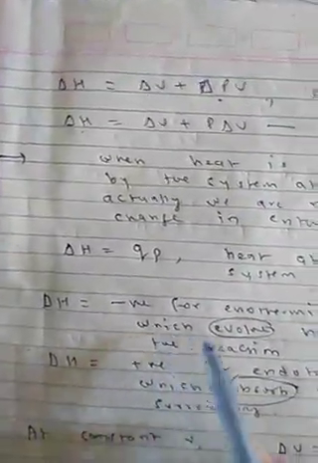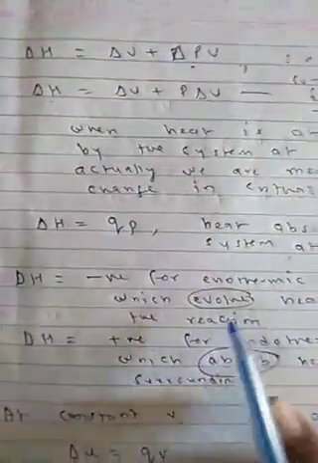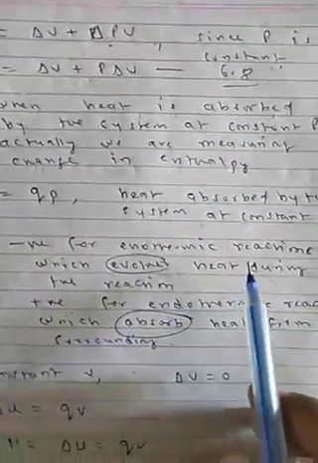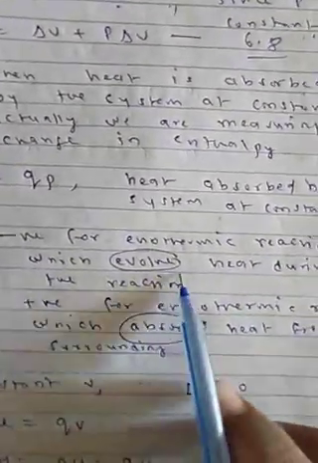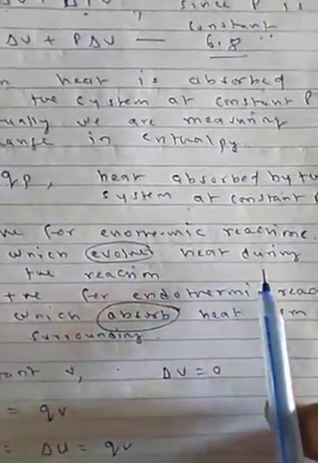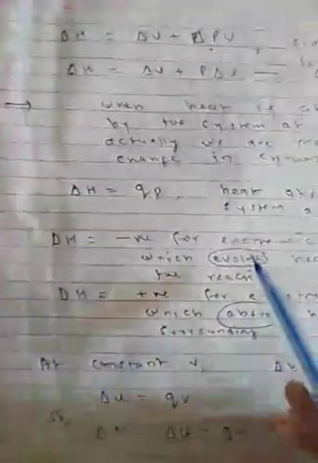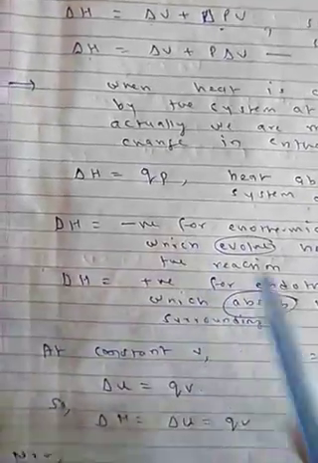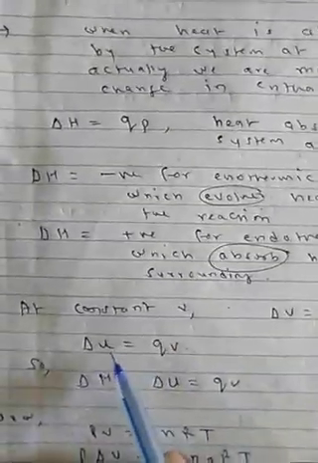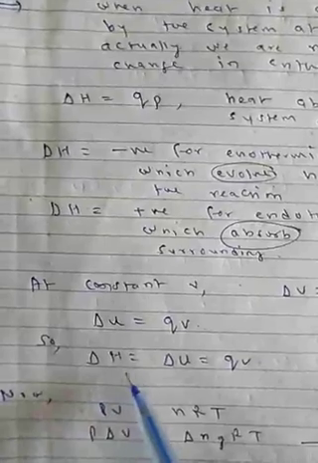Delta H is negative, as I told you earlier for Q, for exothermic reactions, which evolve heat; heat is liberated during the reaction. Delta H is positive for the endothermic reaction, which absorbs heat from the surroundings, meaning we are supplying heat. So negative and positive, like I taught you earlier. Now at constant volume, delta V is equal to 0, so QU is equal to QV, and delta H is equal to delta U is equal to QV.